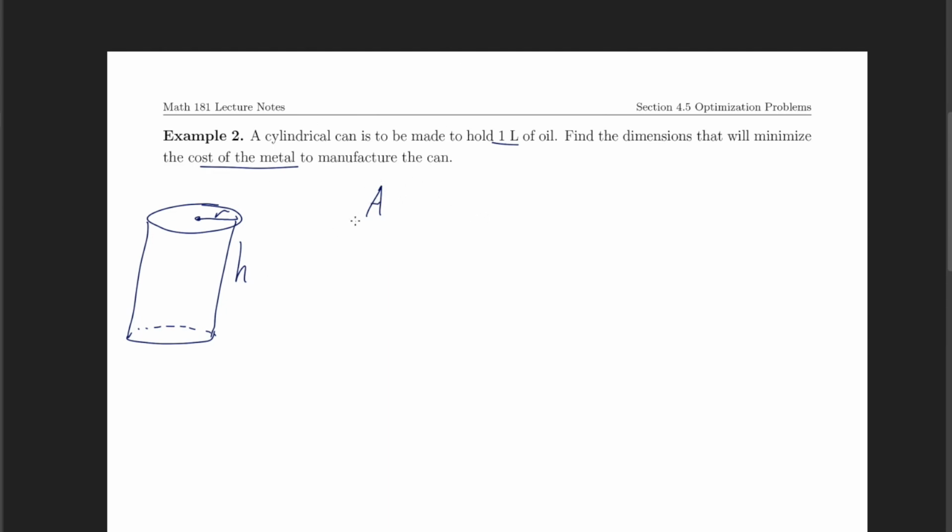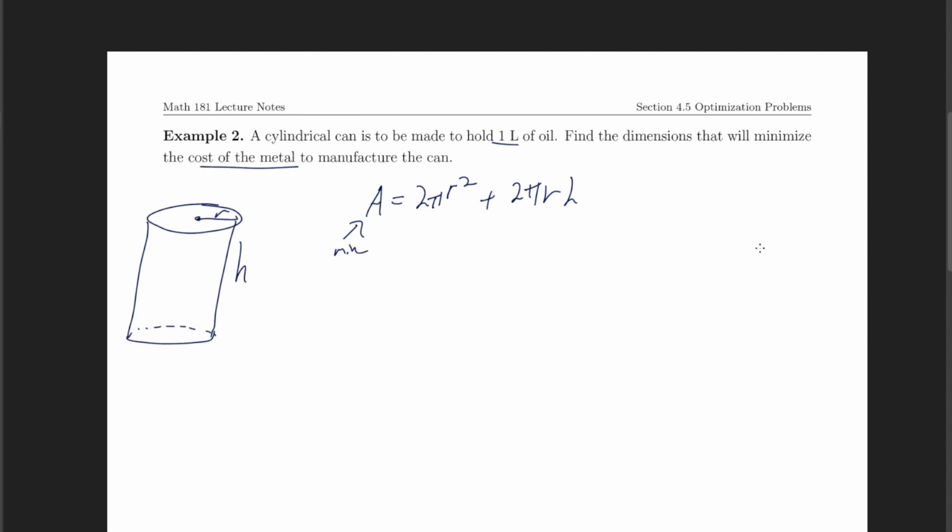So the surface area, the area of my can, is equal to the two little circles on the top and the bottom. So that's 2 pi r squared. Pi r squared is the area of the circle, and there's 2 of them because I have top and bottom, plus the area of my height, so it would be 2 pi r, the circumference of my circle, times h. That will be the total surface area. This is the area, and what am I trying to do? I'm trying to minimize this one.